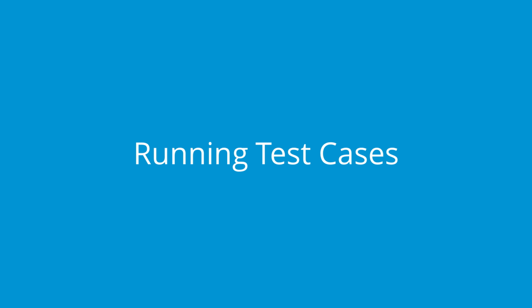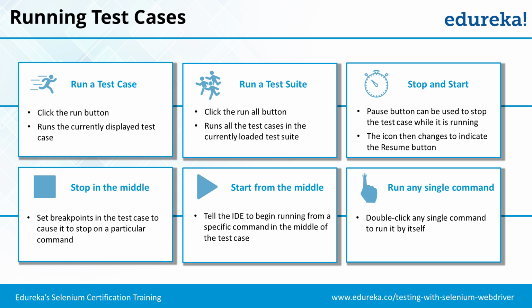Okay, the next part is running the test cases. So how do you run the test case? And what happens when you run a test case? Click on the run button, which runs the currently displayed test case. So whatever test you have selected, it will just start with the execution. Run means execution. Then run a test suite. Multiple test cases in the test pane can be grouped together to schedule a run one after another, called a test suite. Then stop and start.